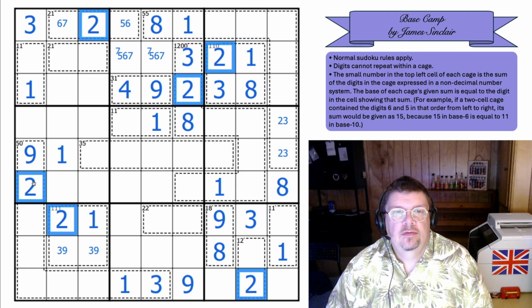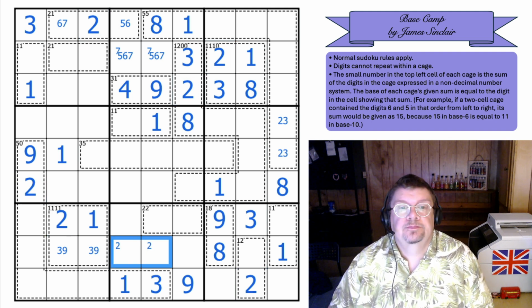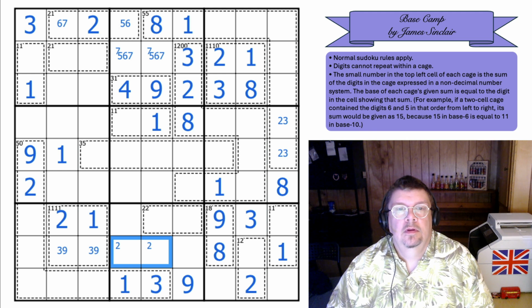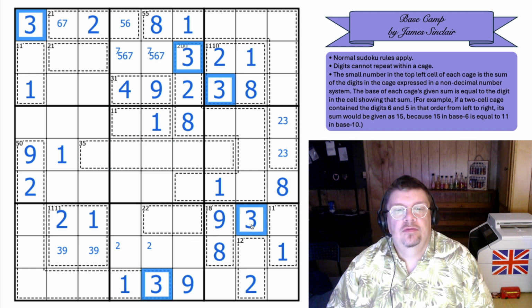Yep, did we get all our 2s? No, not quite. So we need a 2 in one of those two, and one of those 3 has a 2. How are we doing for 3s? I have a 3 in one of those. Don't think I want to mark that just yet.